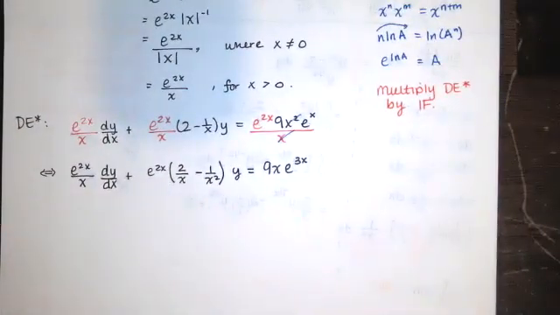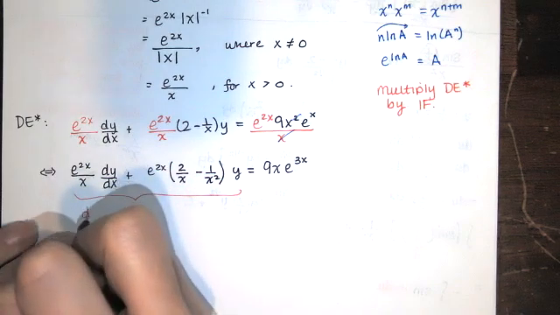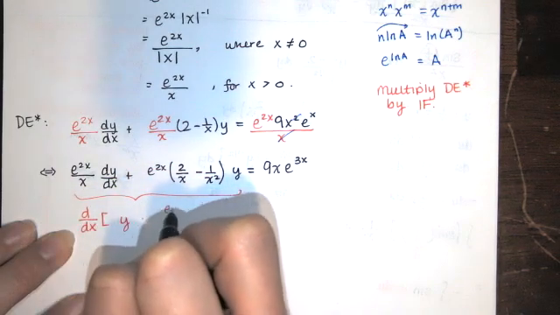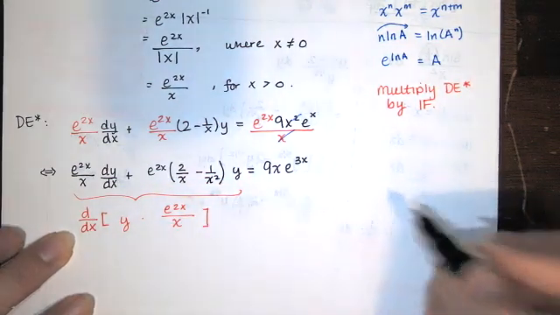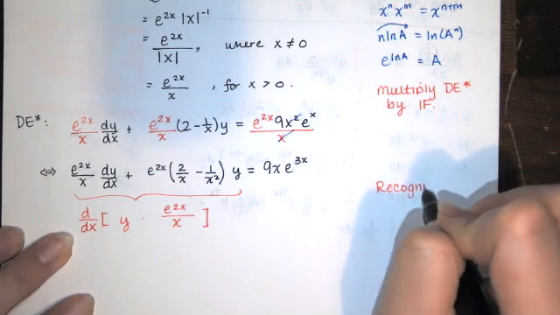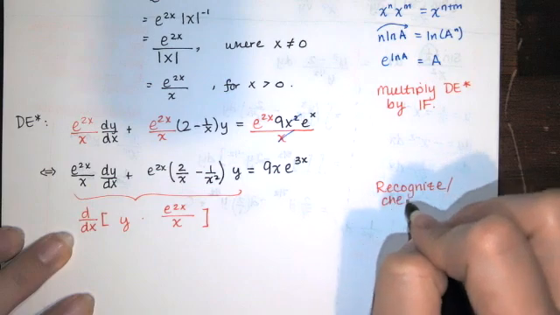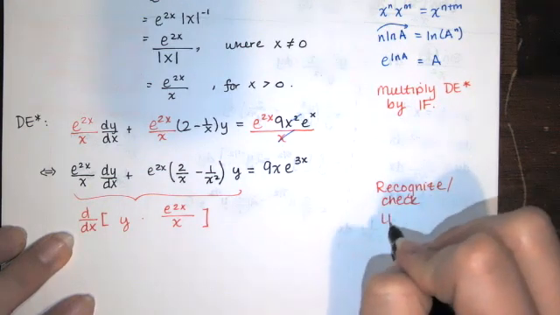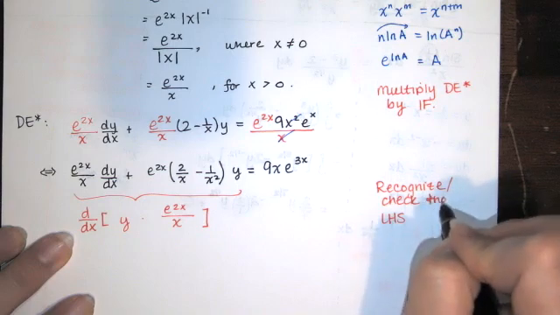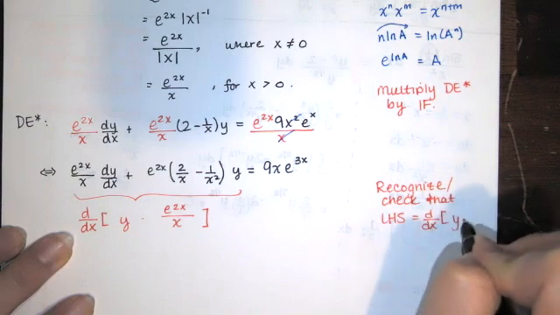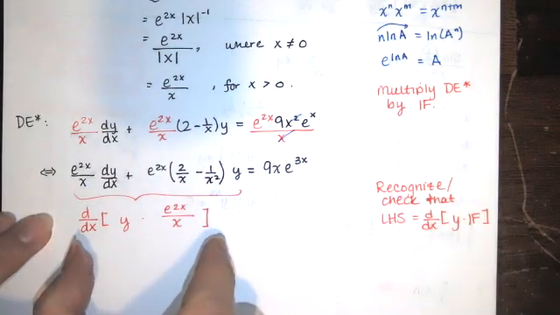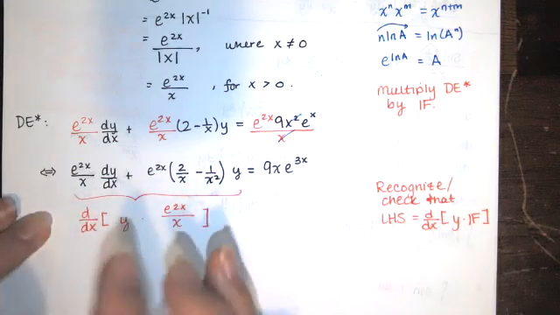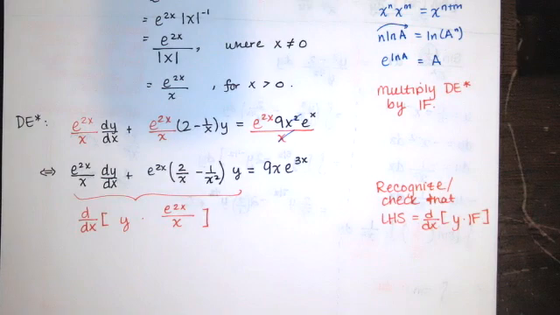Now, if you've done everything correctly, the left-hand side should be the derivative of y times the integrating factor. So you want to recognize that the left-hand side is what it's supposed to be, or you can check that the left-hand side is what it's supposed to be. If this is not the result of the product rule applied to y times the integrating factor, then you've done something wrong. Usually it's a little algebra error up here, or perhaps forgetting a negative when you were identifying your p of x or something like that.